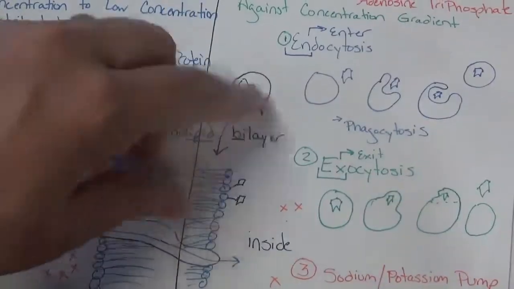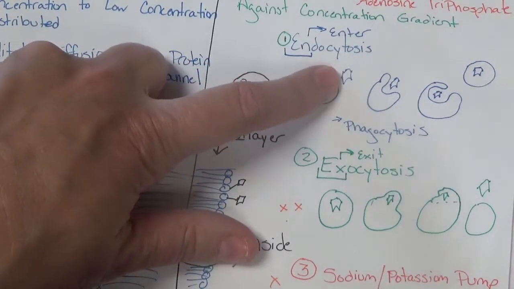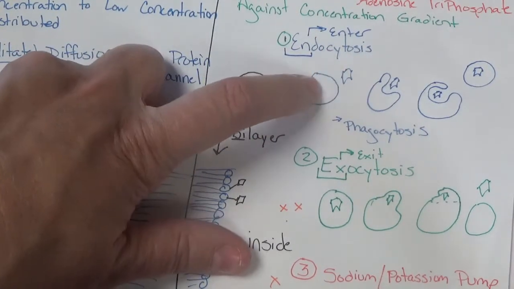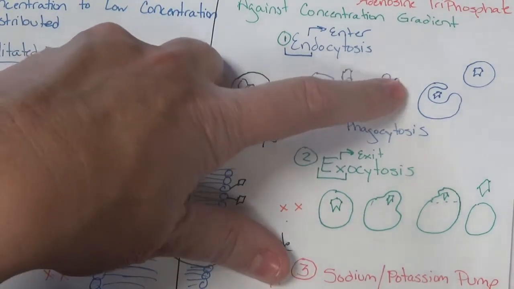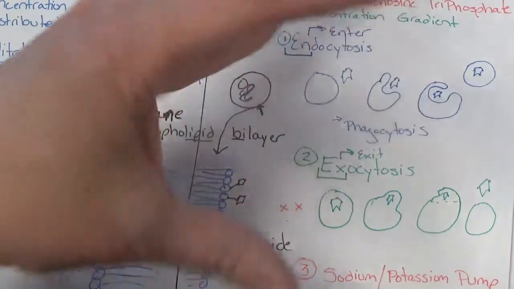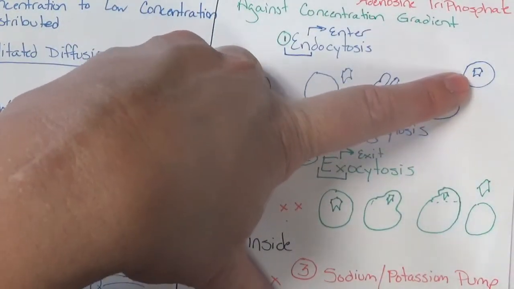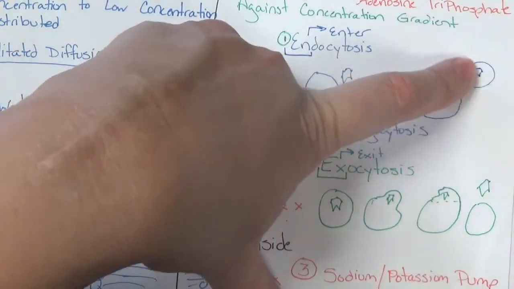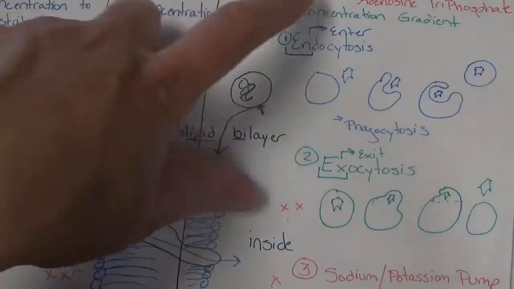Endocytosis, remember EN, think of the word enter. This is where a large molecule is going to be outside of the cell. The vesicle is going to fuse with the cell membrane, the cell membrane is going to engulf the molecule like Pac-Man, and then the cell membrane is going to close again, and so your vesicle is now inside. That's endocytosis.